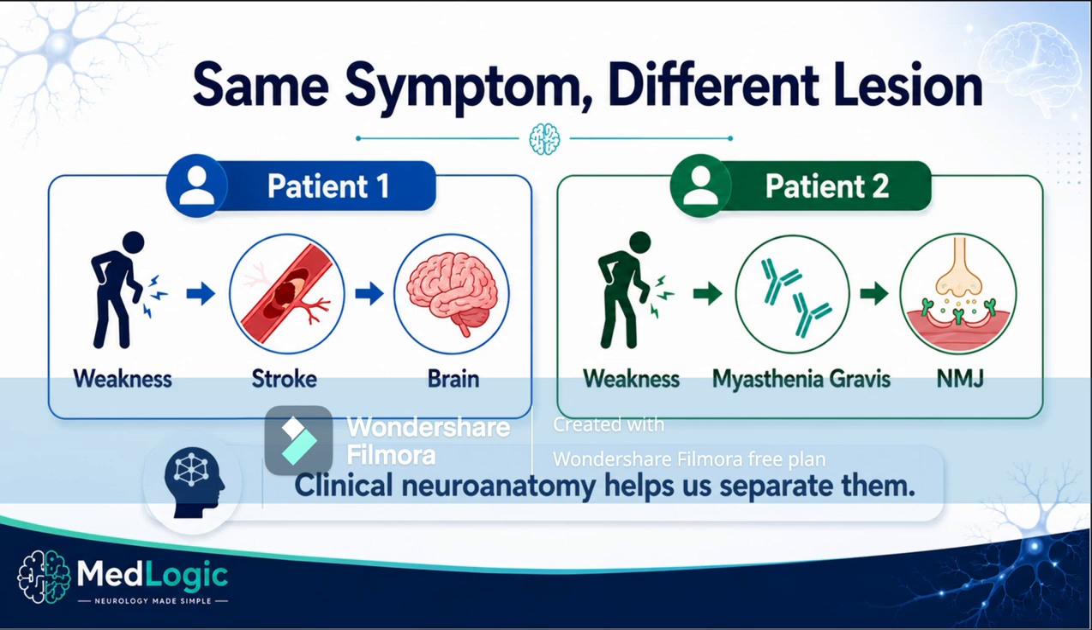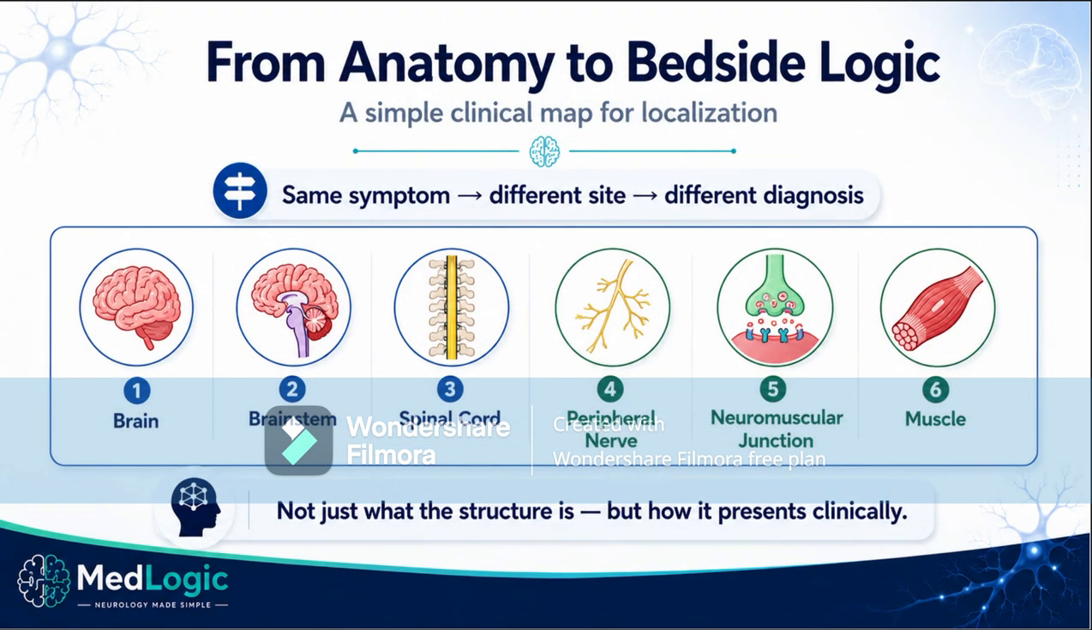We are not learning anatomy just to name structures. We are learning it to understand how different parts of the nervous system present in real patients. In this video, we will build a simple clinical map: brain, brainstem, spinal cord, peripheral nerve, neuromuscular junction, and muscle. Let's start with the first major division. Is the problem inside the central nervous system or outside it?